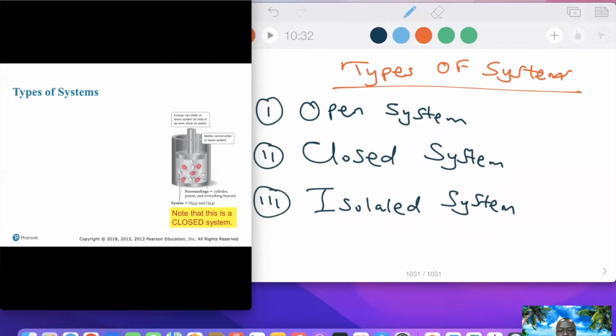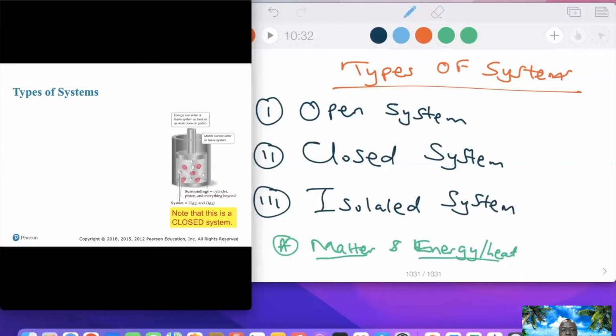In order to differentiate the three types of system, there are two things you need to compare in each of them: matter and energy. Energy could be in the form of heat. So I'm just going to look at matter and energy.